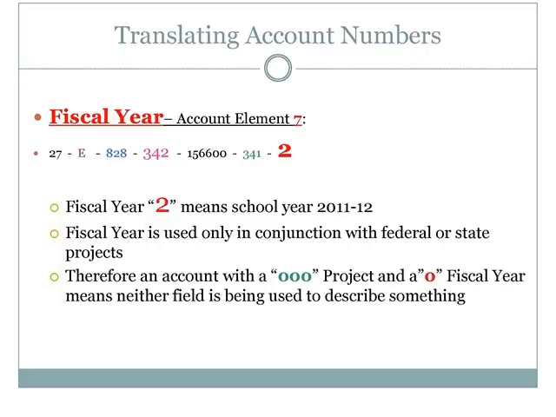The seventh element of the account number is fiscal year. In this example, a 2 is being used, meaning the 2011-12 school year. In the account number, fiscal year is usually used only in conjunction with the federal or state projects. So typically, if you see a fiscal year, it is accompanied by a federal project like 341 flow-through. Oftentimes, account numbers carry 000 in the project number and 0 in the fiscal year, meaning that neither project number or fiscal year is being utilized.